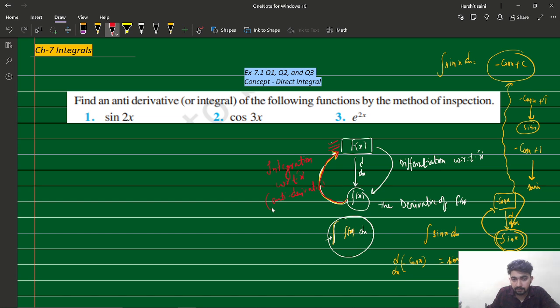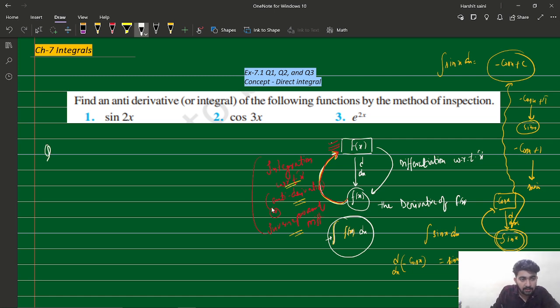Anti-derivative. Clear? Or it is called the inverse process of differentiation. Okay, there are so many meanings. Clear? This is your first one, this is your second one, and this is your third one. Okay, so without further ado, let's get started with question number 1.